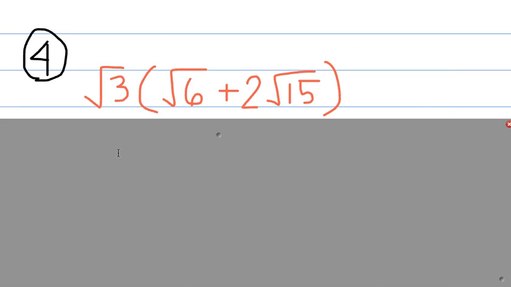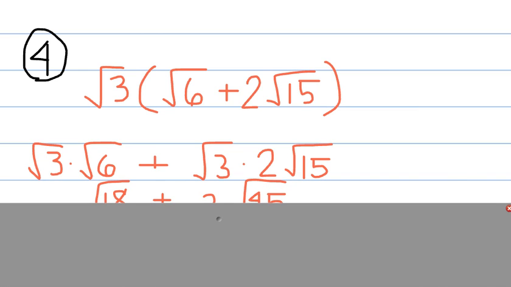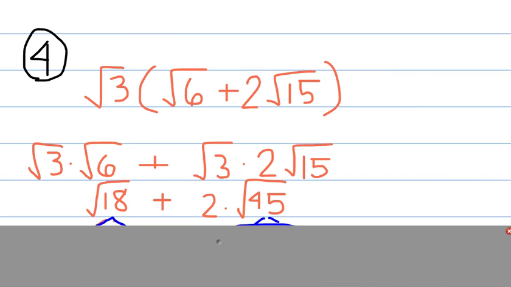This example is focused on using the distributive property. So first we want to apply the square root of 3 to both terms inside the parentheses. So we multiply the square root of 3 times the square root of 6, and the square root of 3 times 2 times the square root of 15, as demonstrated right here. The square root of 3 times the square root of 6 is going to give us the square root of 18, and the square root of 3 times 2 times the square root of 15 will simplify to 2 times the square root of 45.